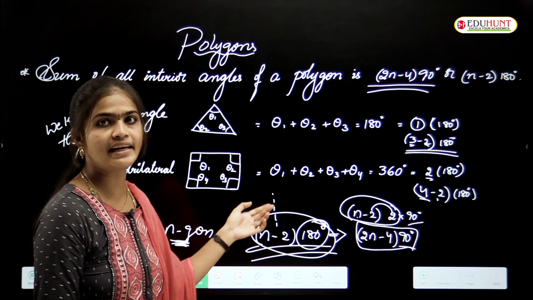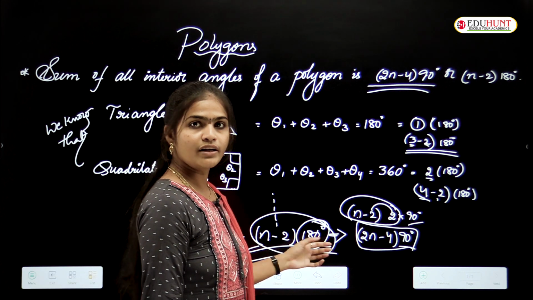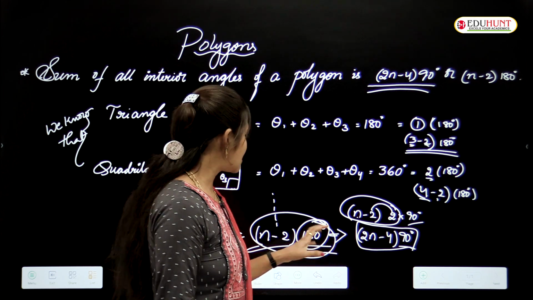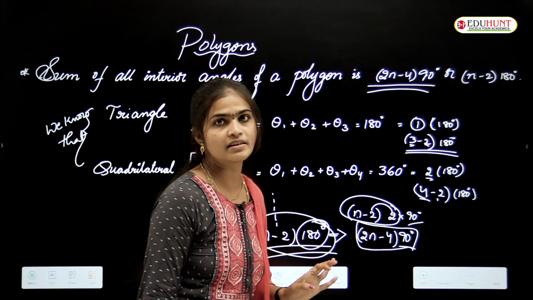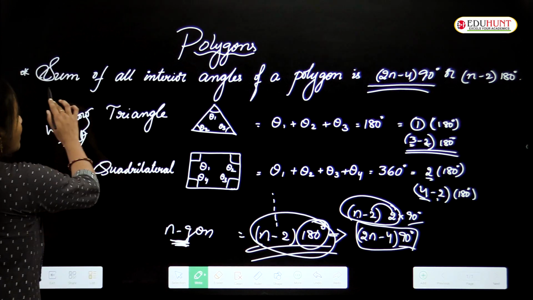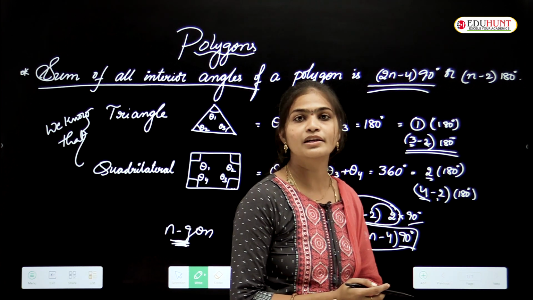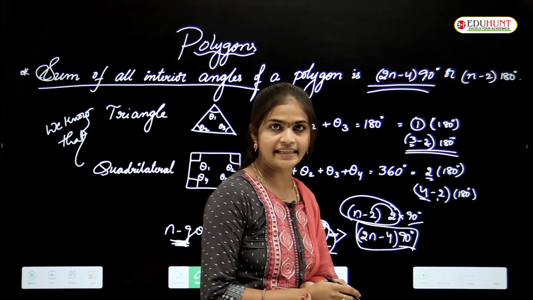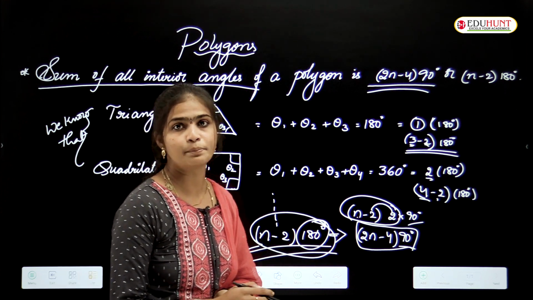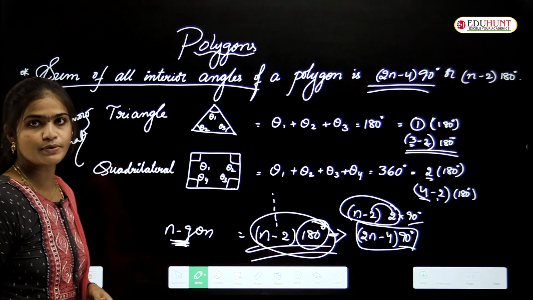Those two are the same, both are correct. We can use any one of the formulas. After taking the common factor, we got n minus 2 into 180 degrees. Without taking any common factor, we write 2n minus 4 into 90 degrees. So once again, the sum of all interior angles of a polygon is 2n minus 4 into 90 degrees or n minus 2 into 180 degrees. This is a very important formula. Now we will see how we can use this formula.